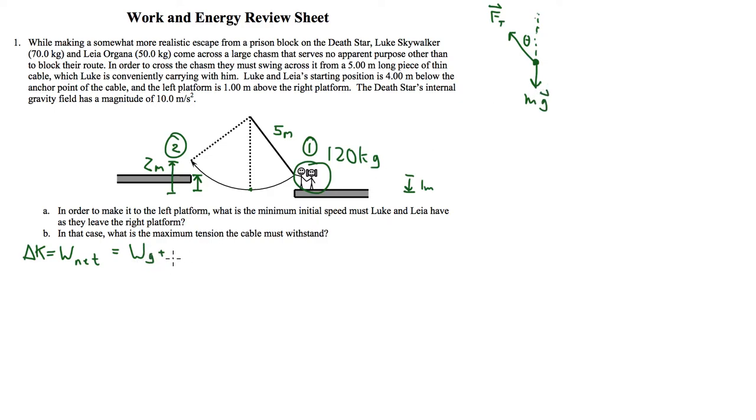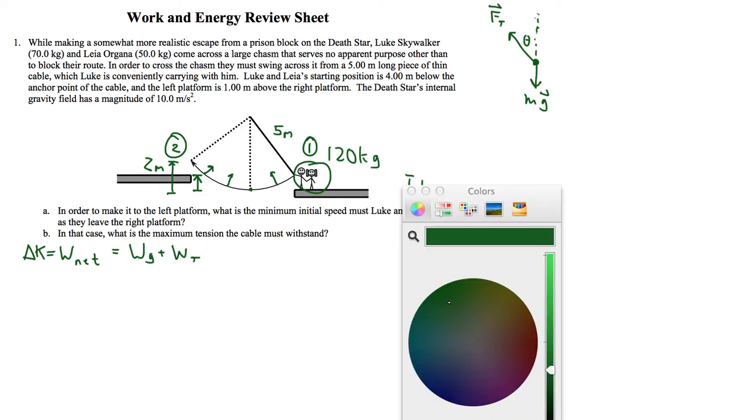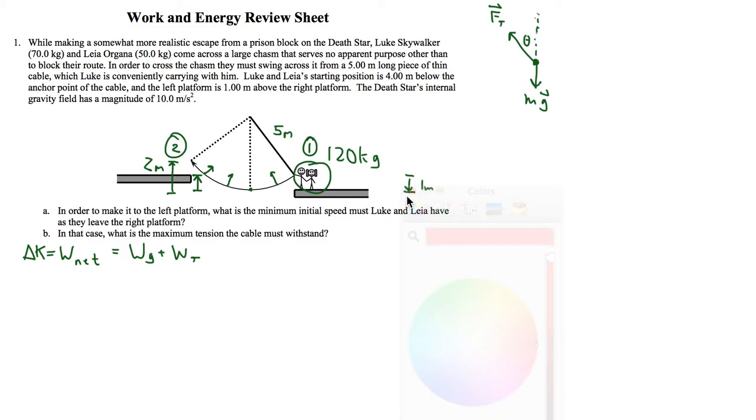So we know gravity does work on them, and whatever work the tension does. Tension is one of those things that always acts perpendicular to the direction of travel. So when they're here, the tension goes this way. When they're here, the tension goes this way. When they're here, the tension goes this way, etc. So the work done by the tension is going to be 0 regardless. So this is really just delta K equals work done by gravity.